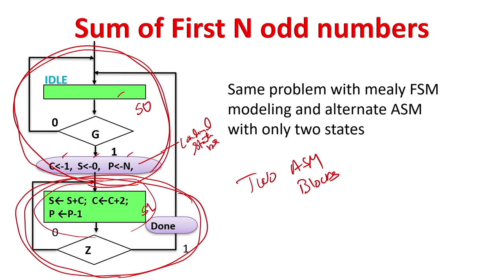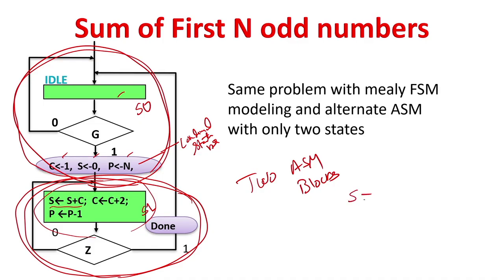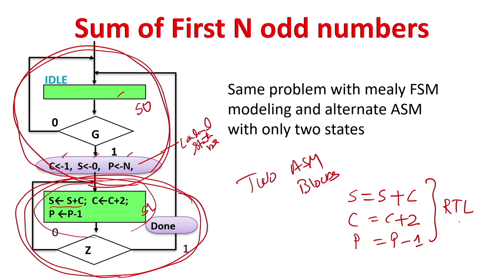And in this case, what are we doing? In every cycle, S is equal to S plus C. So, this is again an assignment. S is equal to S plus C, this is an RTL kind of statement, register transfer level statement. C is equal to C plus 2, this is also an RTL kind of statement, and P is equal to P minus 1. So, these are RTL level statements.